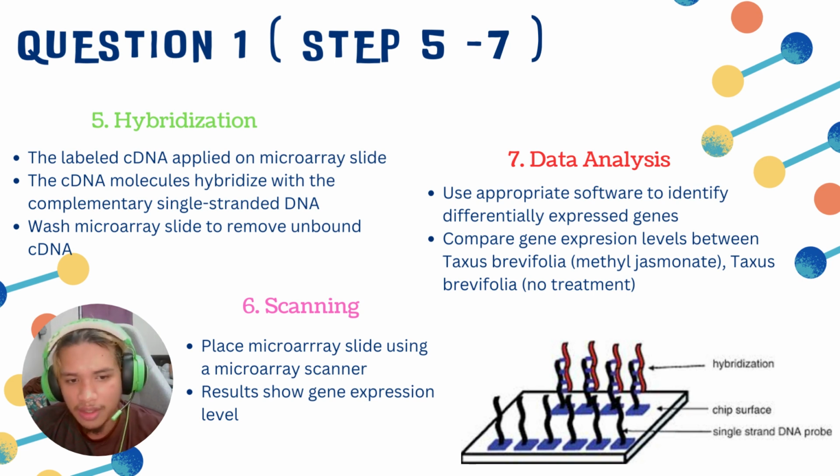Then we go to scanning. Place the microarray slide in a microarray scanner. The result will show gene expression levels. After that we go to the data analysis. We use appropriate software to identify differentially expressed genes, and we compare expression level between Taxus brevifolia with methyl jasmonate and Taxus brevifolia with no treatment.